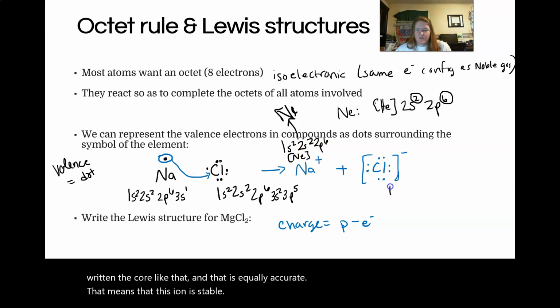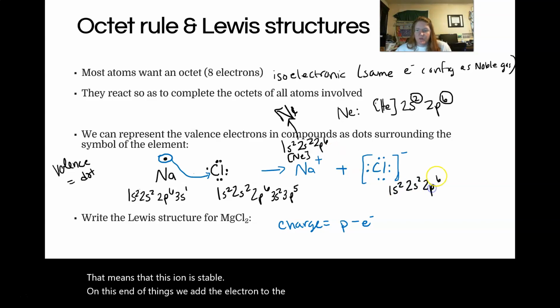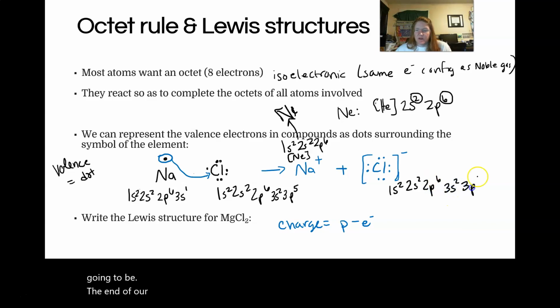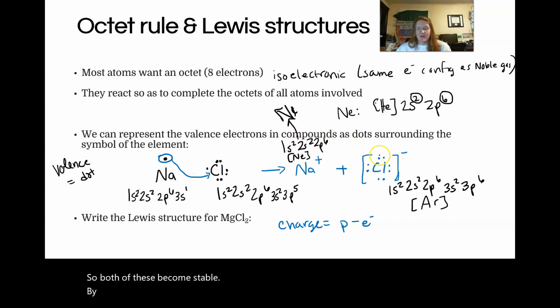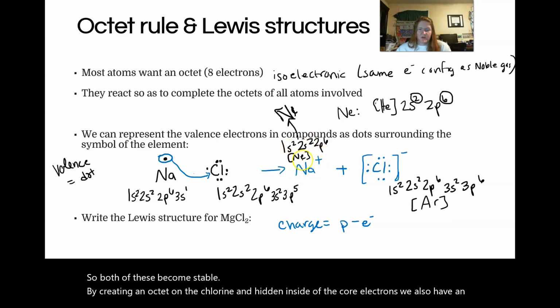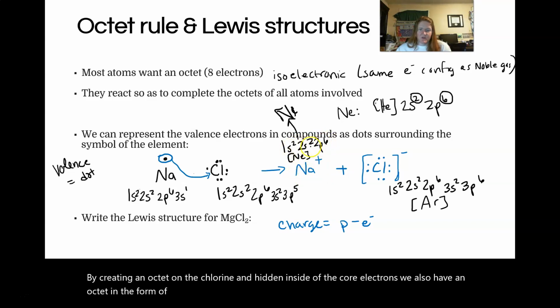On this end of things, we add the electron to the lowest energy that's available. So that's going to be the end of our list. We're going to go 3p6. That makes this isoelectric with argon. So both of these become stable by creating an octet on the chlorine, and hidden inside of the core electrons we also have an octet in the form of being isoelectric with neon, 2s2, 2p6.